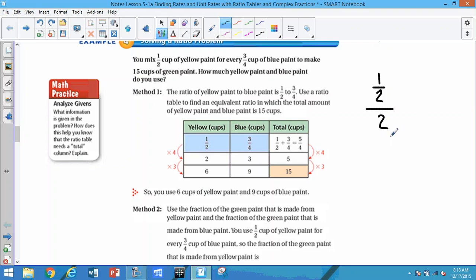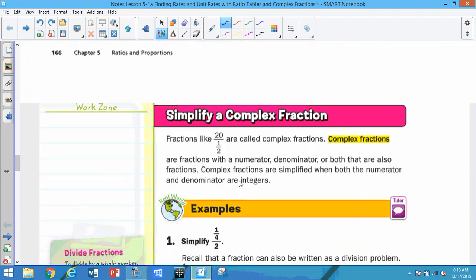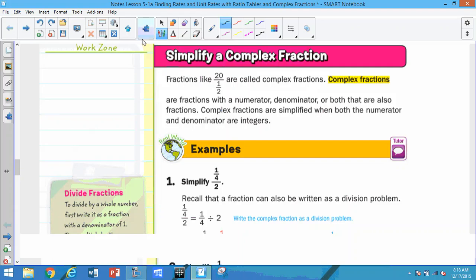And really all you're doing is dividing. So this example that they have in your book is a word problem of doing that same method. Okay, so if we go down, now this is not in your book, so you might want to write things down or make sure that you're careful when you're writing things down. A complex fraction like this, 20 over 1/2, that's a complex fraction. And you will see that on standardized tests, and you will see it a lot. They're fractions with a numerator and a denominator, or both, that are also fractions. It can be one, it can be the other, or it can be both. And then you have to simplify them.